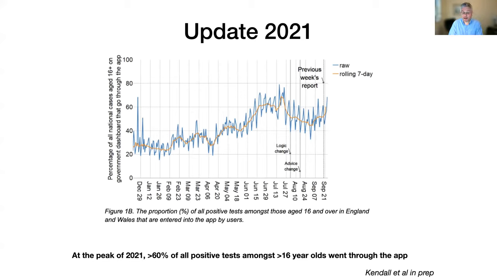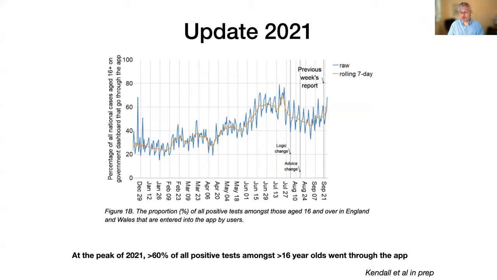Just a few slides to show what's been going on over the last few months since we published this. This is a graph that shows, and this is, I think, really critically a difference between what's happened in the UK with the contact tracing app and what's happened in other countries. As I mentioned, this system is used in 41 countries now.